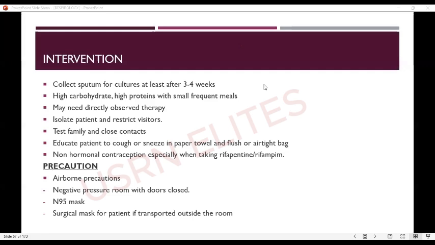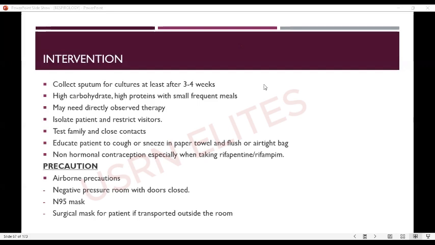Then isolate the patient and restrict visitors. Of course, you've said it already. Then test family and close contacts. Okay, you test families and close contacts. Yes, like the TB, the way they spread. If you are sleeping with your wife, your husband, your sisters, your brothers, they can all get it. So you must test them as well.